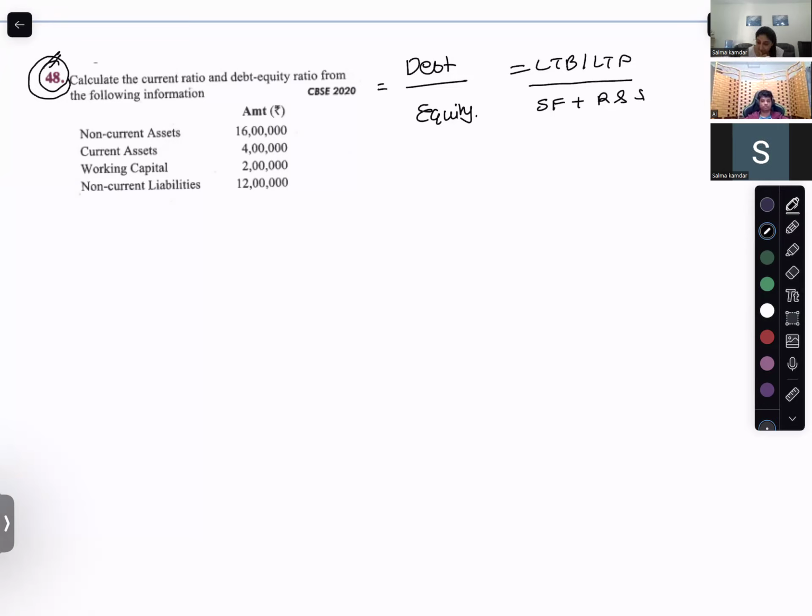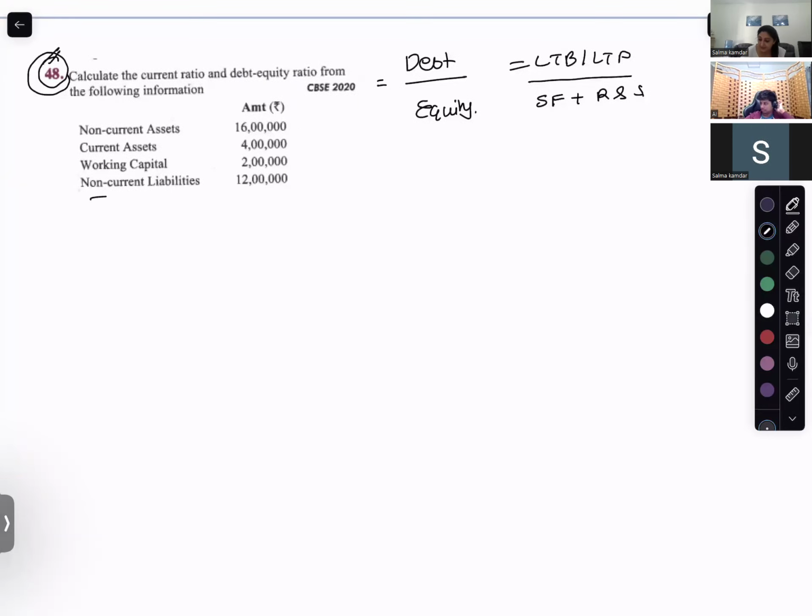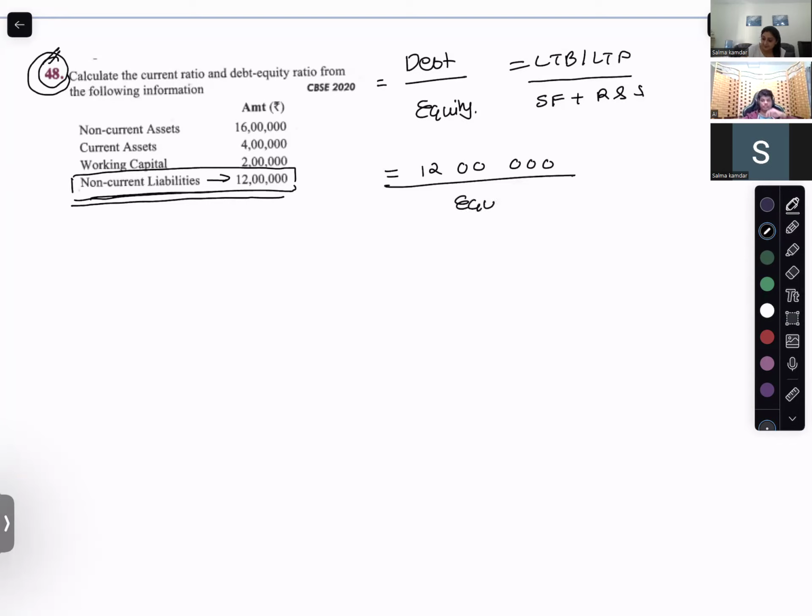Now, I just have my debt as 12 lakh, that is ready-made given to me. Non-current liability. This is ready-made given to me. How about equity? Equity is not given to me directly, is it? No, not given. So what will I do?